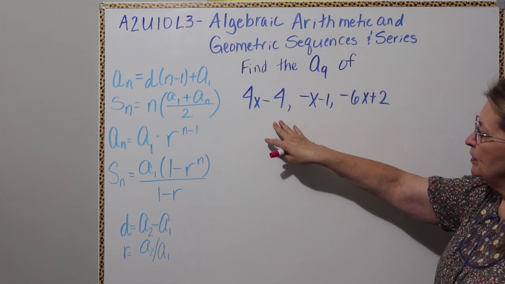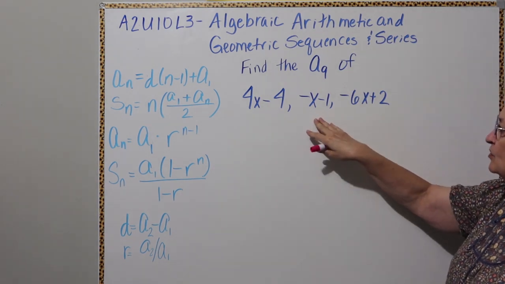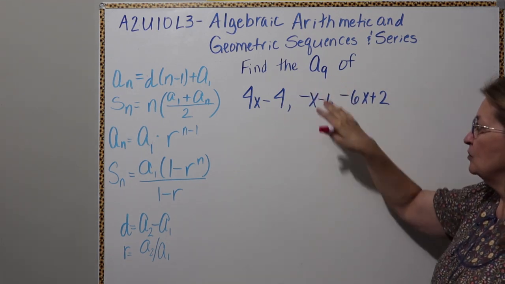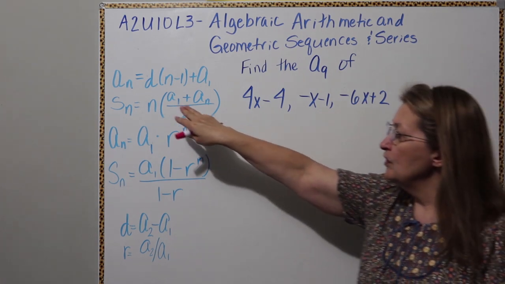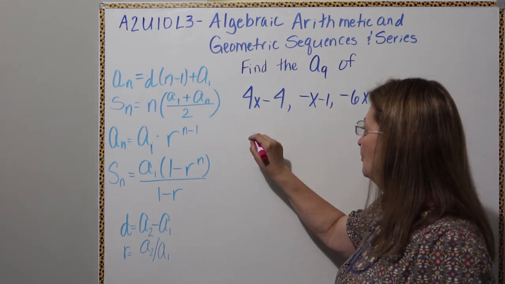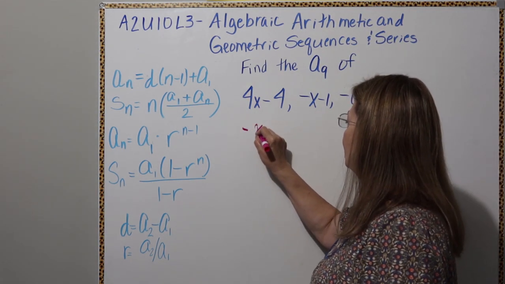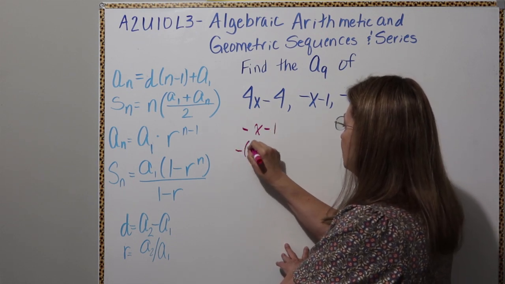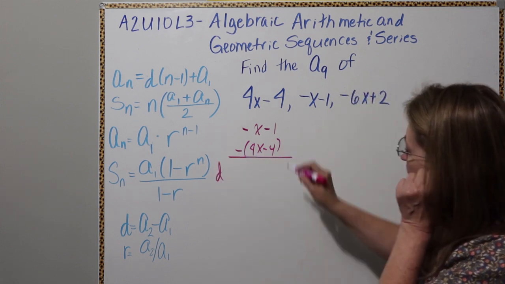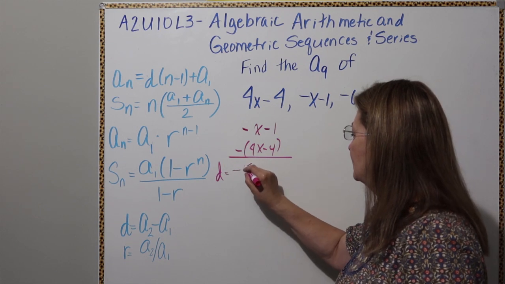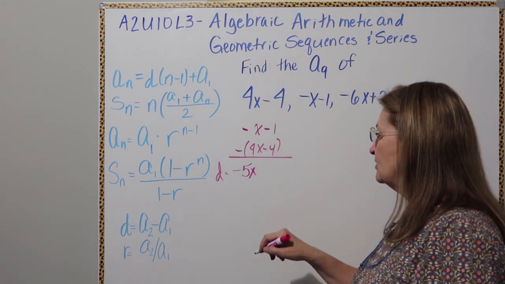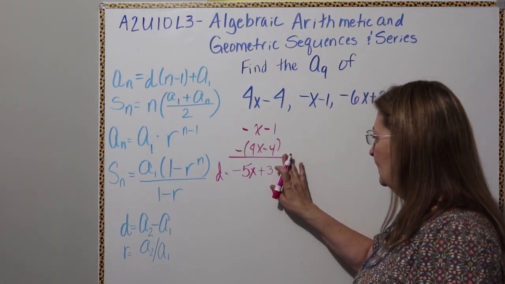We have an arithmetic sequence, 4x minus 4, negative x minus 1, negative 6x plus 2, and we want to find the 9th term in the sequence, A9. So we know the first thing we're going to need to do is find d. Let's take the second term in the sequence and subtract the first term from it. So this is going to be negative x minus 1 minus 4x minus 4. Right, this will be d. So negative x minus 4x is negative 5x. Negative 1 minus 4 changes to plus a positive, so we have plus 3. And this is our d.